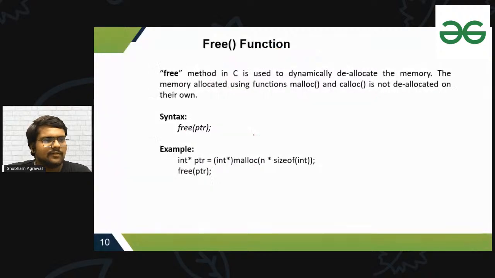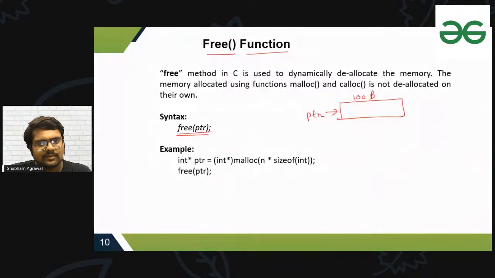Then we have free, which is used to free the dynamically allocated memory. If we have allocated 100 bytes here and it is pointed to by PTR, then if we write free(PTR), it will delete this memory. After this statement, it will deallocate this memory, and this memory will become free. So this is about the free function, and this is the syntax for it.